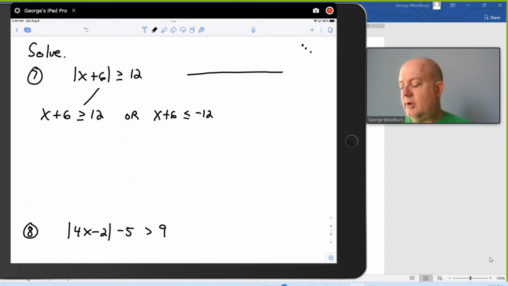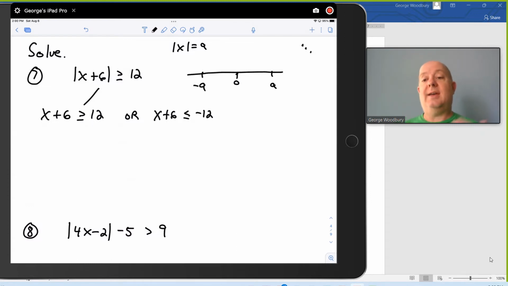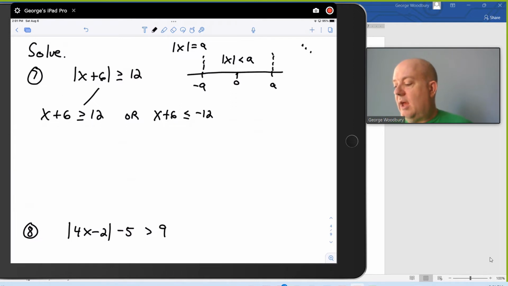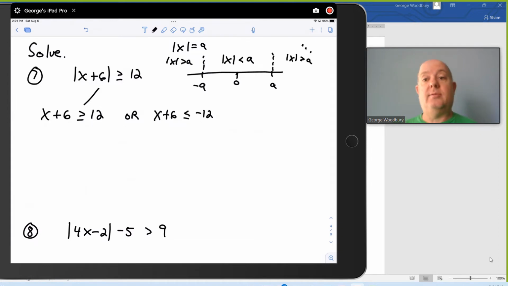So let's say we have absolute value of x equals some number a. On the number line, that would be a and negative a on each side of 0 are the two solutions. Anything in between those two, this is where the absolute value of x is less than a. And really what that means is that the distance between x and 0 is less than a units. Anything outside of there is where the absolute value of x is greater than a. And that's true on either side.